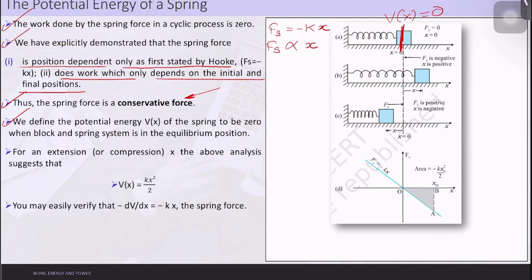Okay. For an extension or compression x, the above analysis suggests that V of x is equal to half kx square, that is, kx square by 2. So how did we get this? How do we get this?